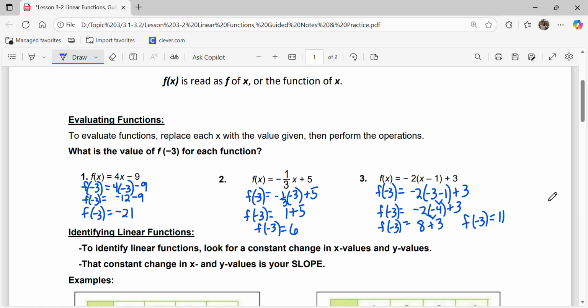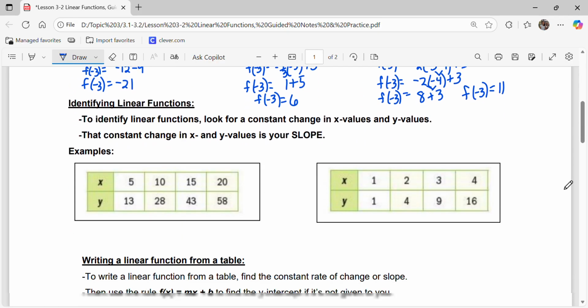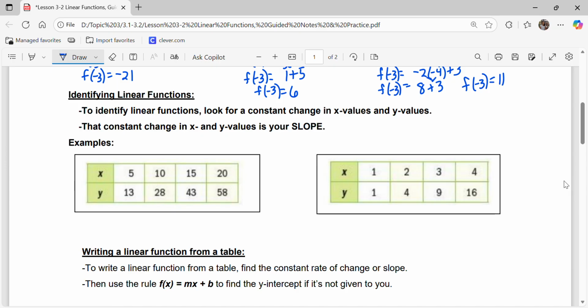Next, identifying whether a table is a linear function or not. Linear functions have a constant rate of change. That constant rate of change is otherwise known as your slope. So looking here, your x's are going up by 5s each time. The y's are going up by 15.